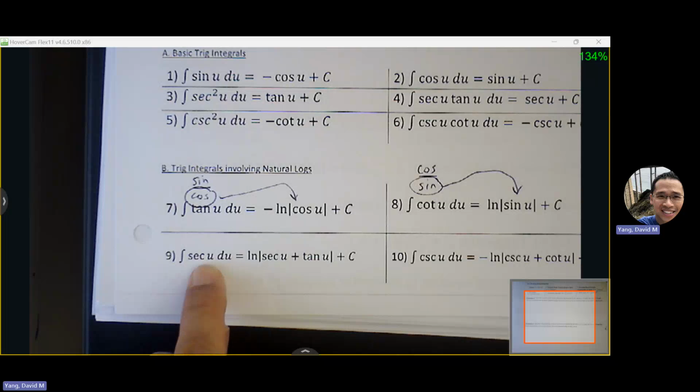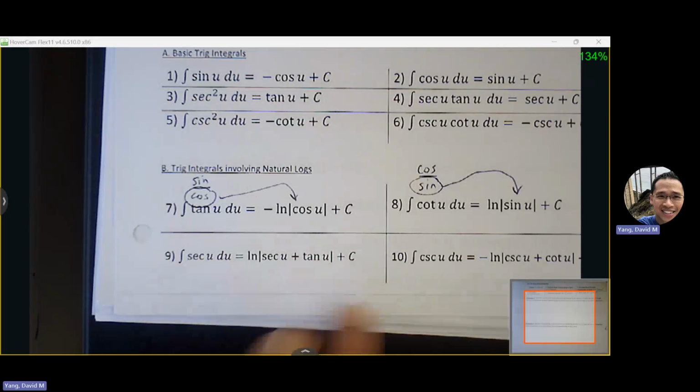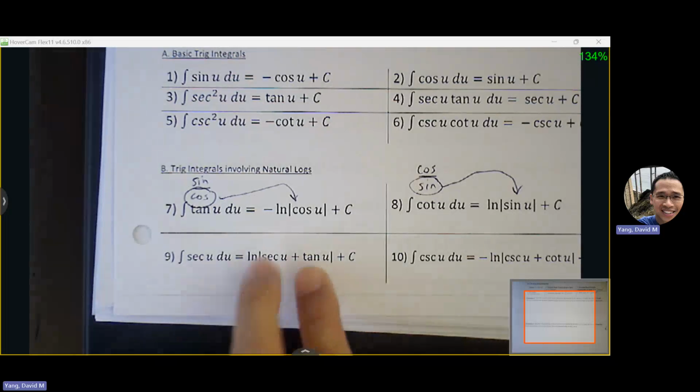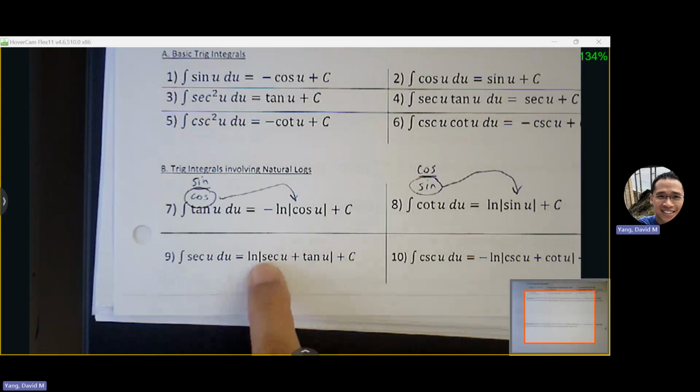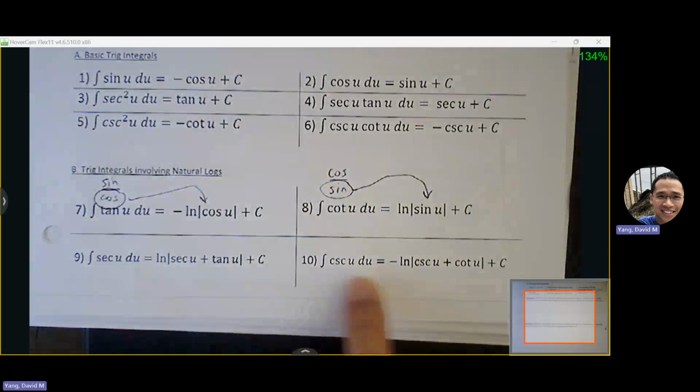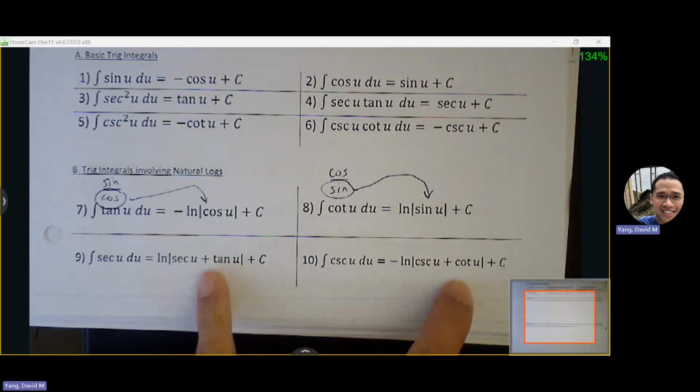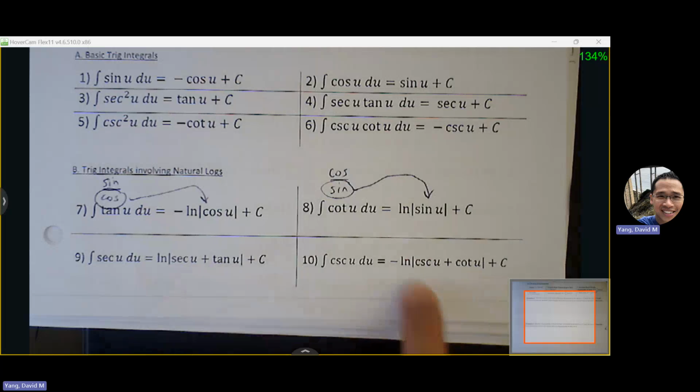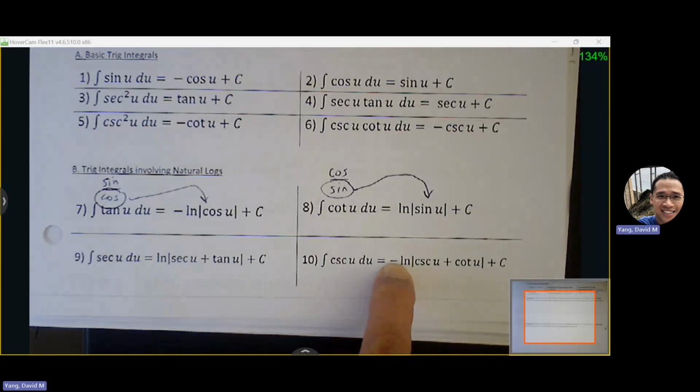Secant looks a lot like the secant derivative, except it's with a plus sign in between and with a natural log. I don't see any C starting off my absolute value terms, so that's positive. And then cosecant antiderivative looks a lot like secant. It's just the same form, but different functions. I see the letter C, so that helps me remember to keep that negative inside the absolute value.